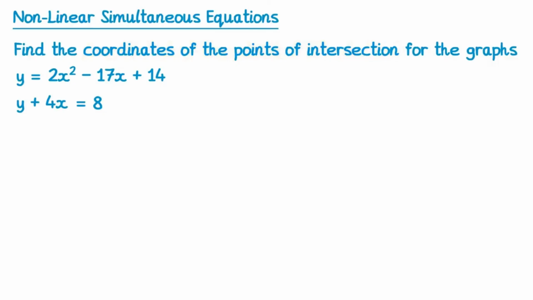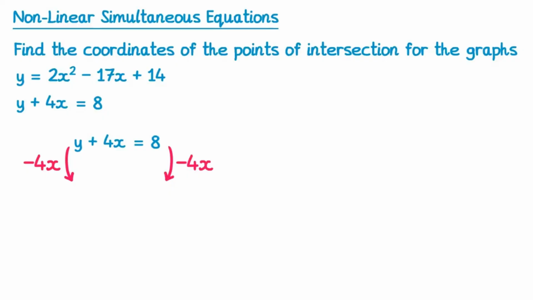The second difference is the structure of the equations themselves. If you look at the first equation, it's in the form y equals, but the second one isn't. So we're going to rearrange this second equation so it is in the form y equals. On the left hand side I've got y plus 4x, but I would rather that 4x wasn't there, so I'll subtract it from both sides.